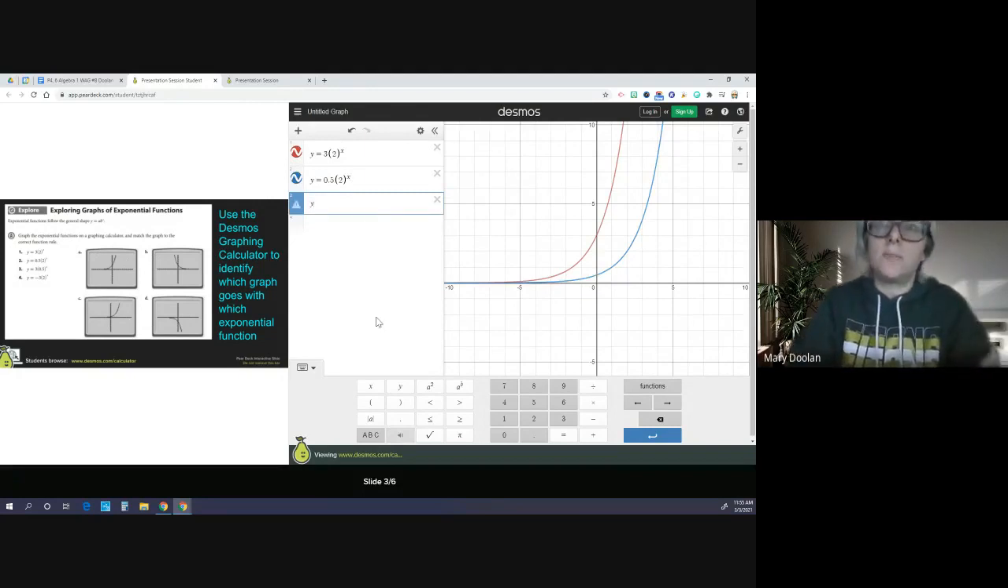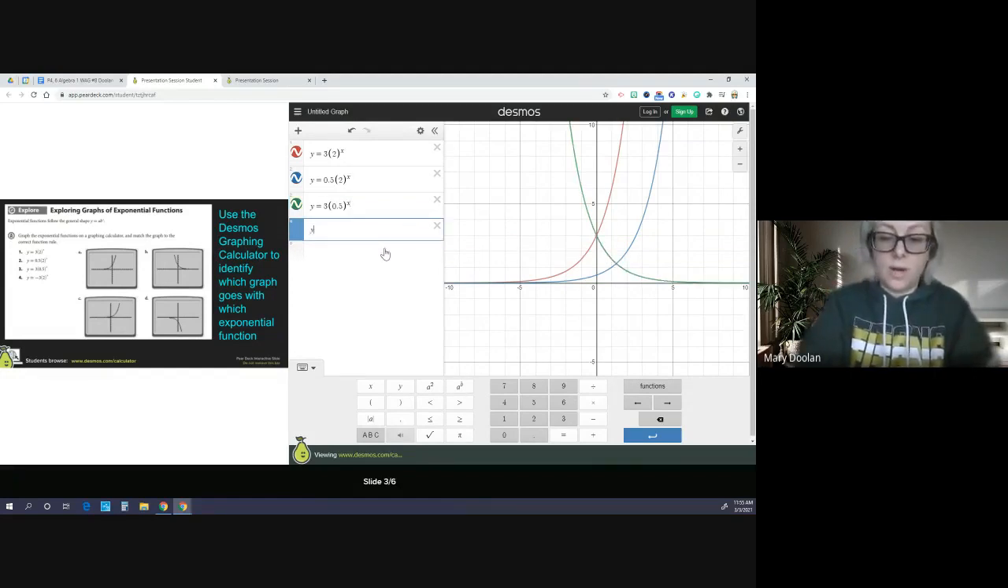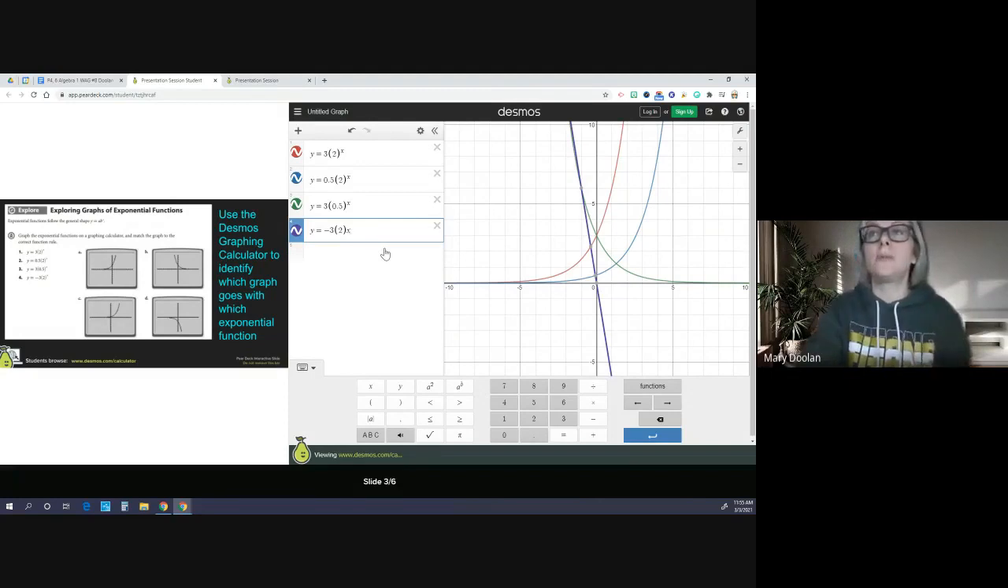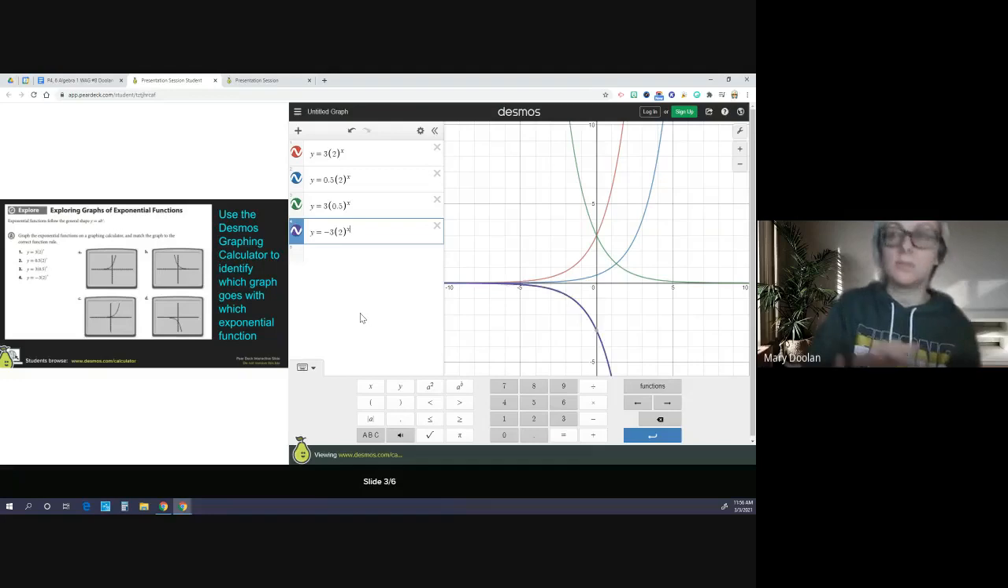You need to type all of them in. Y equals 3, 0.5, all to the x power. Next one, y equals -3, 2, all to the x power. Oh, that's not right. If I put my x and I don't do the exponent, that's what happens. So if you get something like this, that's a mistake. These are not linear graphs. They are exponential graphs.